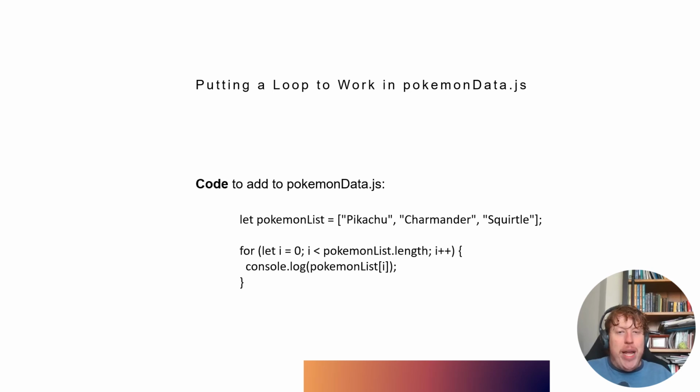Here's the code we'll be adding to pokemonData.js. This will allow us to loop through the list of Pokemon names and print each one to the console. Make sure to save your changes before running the code.